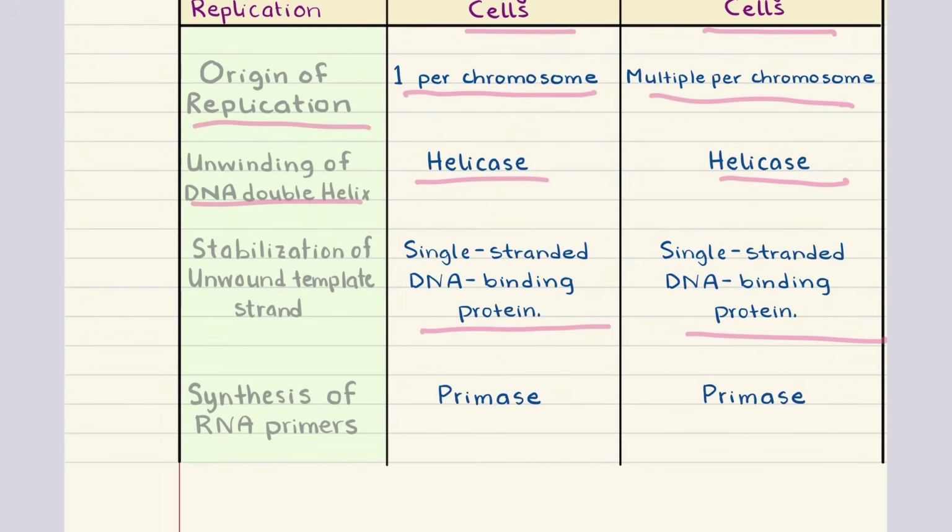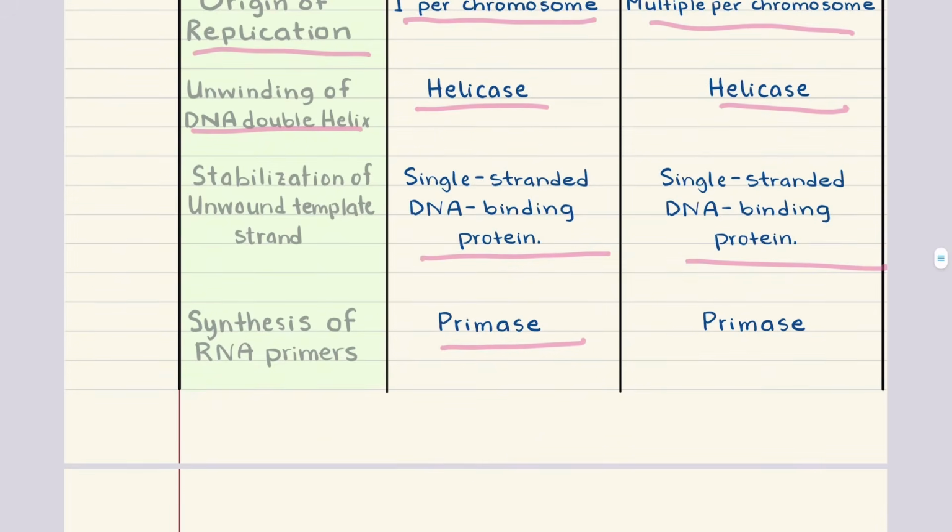Next, the enzyme primase comes in to lay down short segments of RNA primers. These primers are necessary because DNA polymerase, which is the enzyme that builds new DNA, can't start from scratch. It can only add nucleotides to an existing strand. So primase gives DNA polymerase a starting point. Now that the site is open and primers are in place, DNA synthesis can begin.